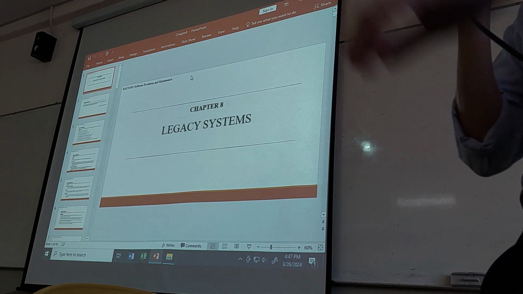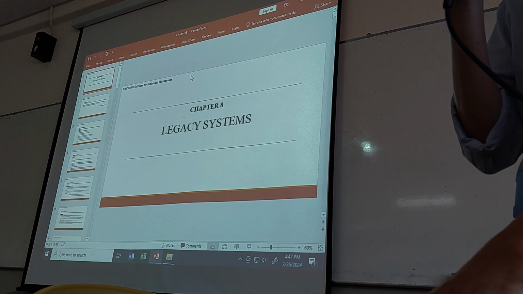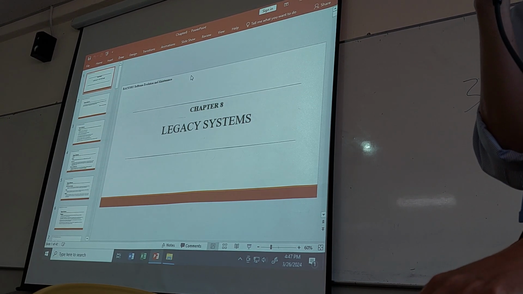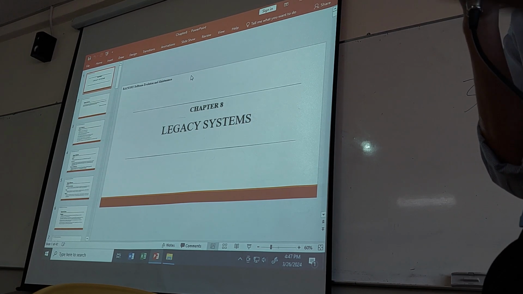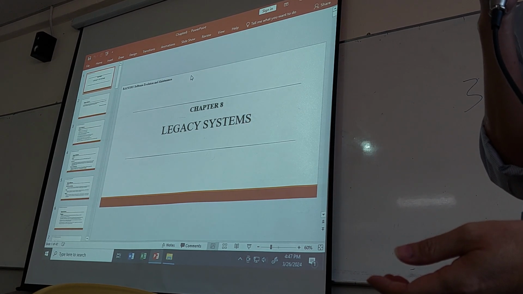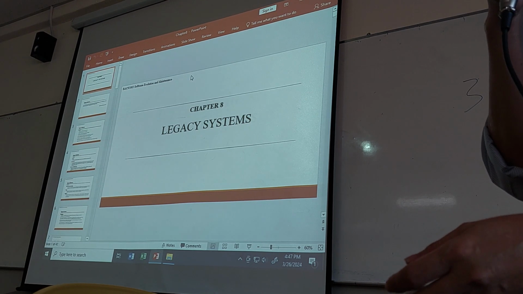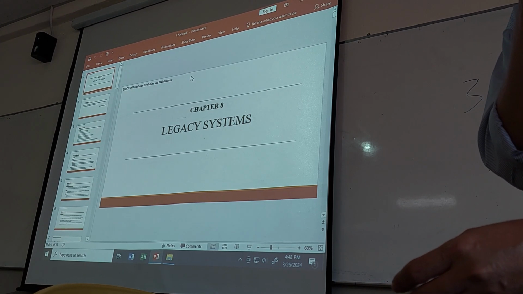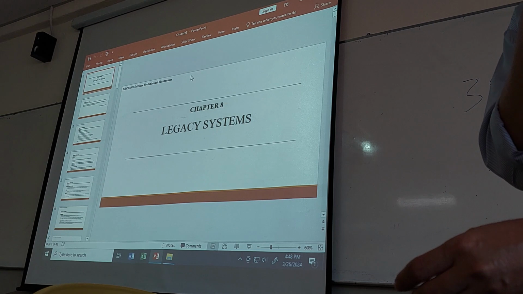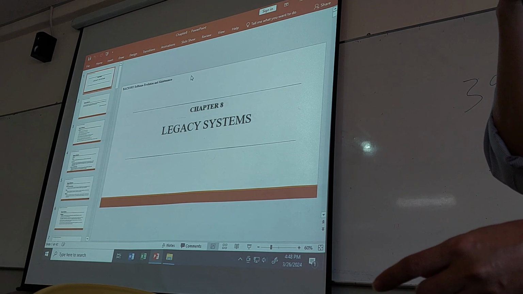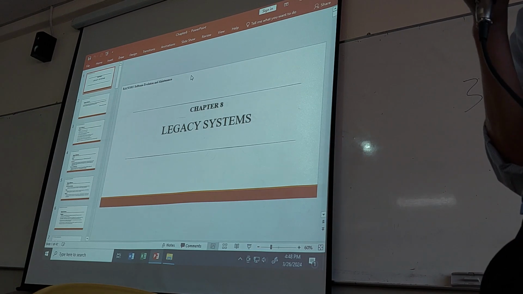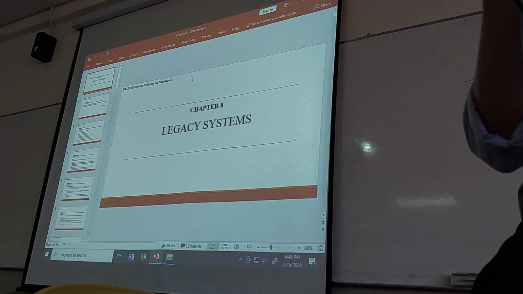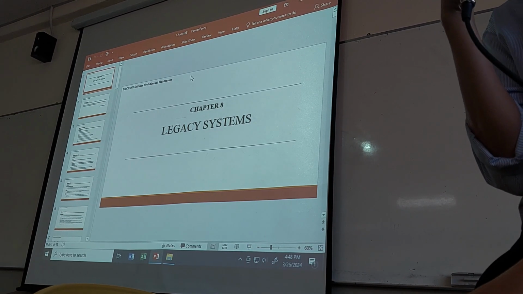Okay, so chapter 8, legacy system, right? Legacy systems are those systems that are very old, am I right? So what is the characteristic of a legacy system? Where is Carson? Very hard to maintain. Didn't come. Tamesh, yes, give me one characteristic. Just guess. What is the characteristic of a legacy system?